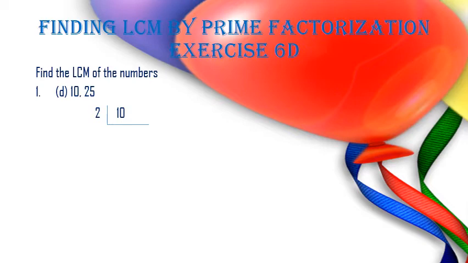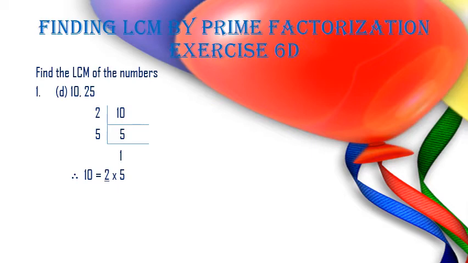So when we do the prime factorization of 10, how will we do it? We will first find the least prime factor that can divide 10 completely. So it is 2. We will divide 10 by 2 and we get 5 as the answer. Now we will divide 5 by 5 and we get 1 as the answer. So now we will write the prime factors of 10 as 2 multiplied by 5.